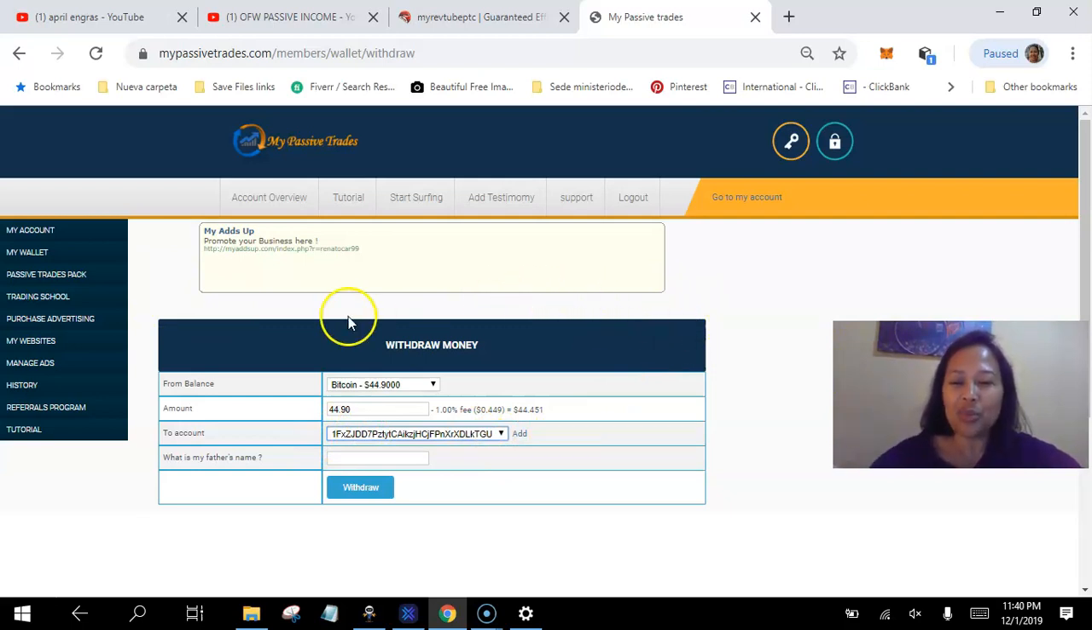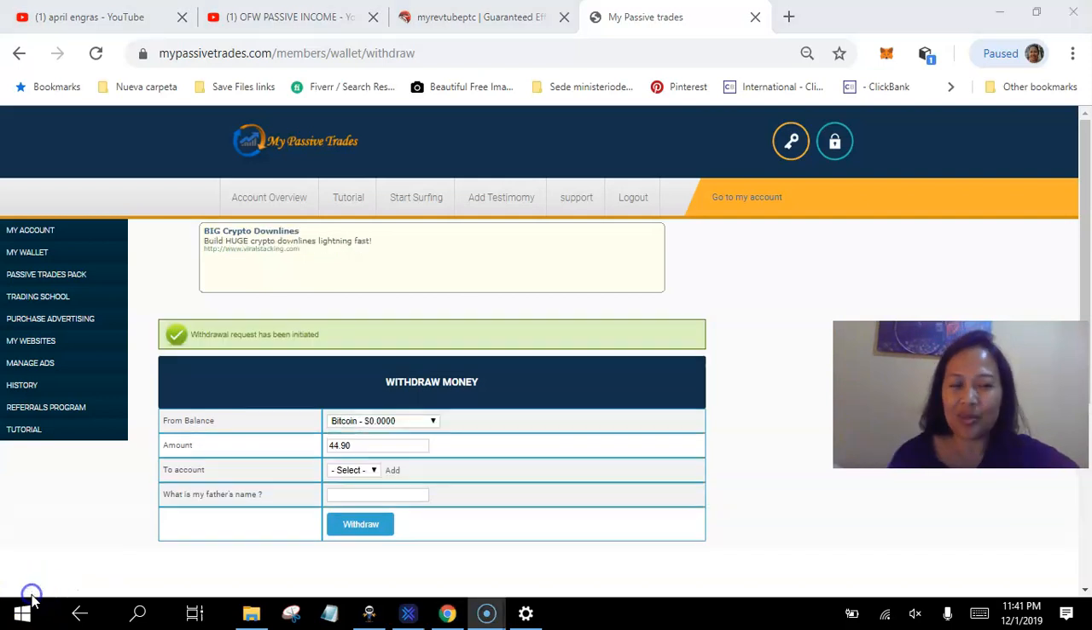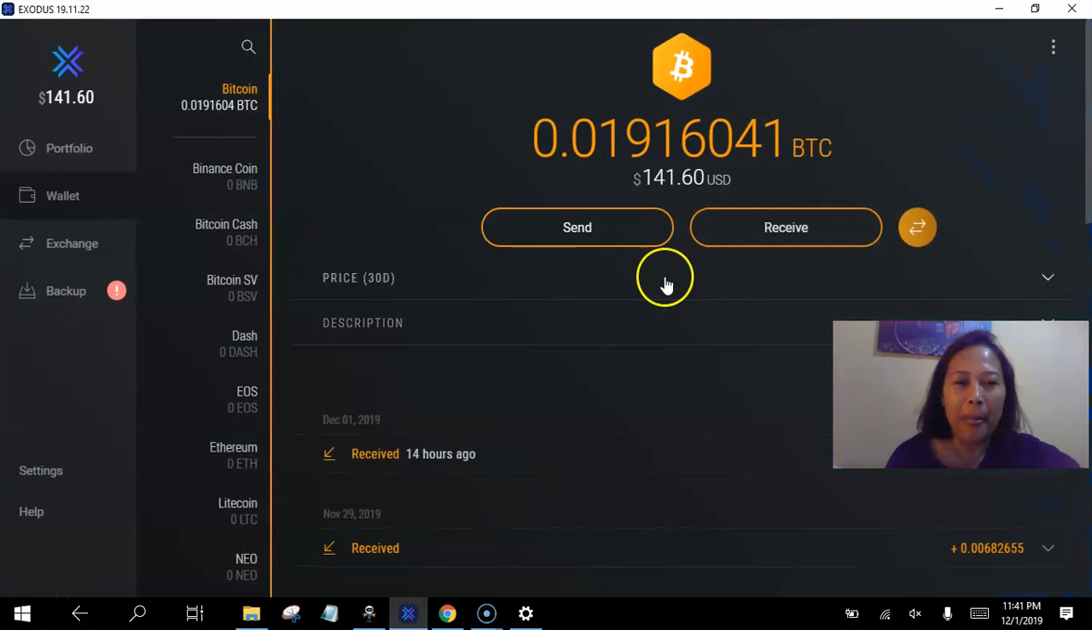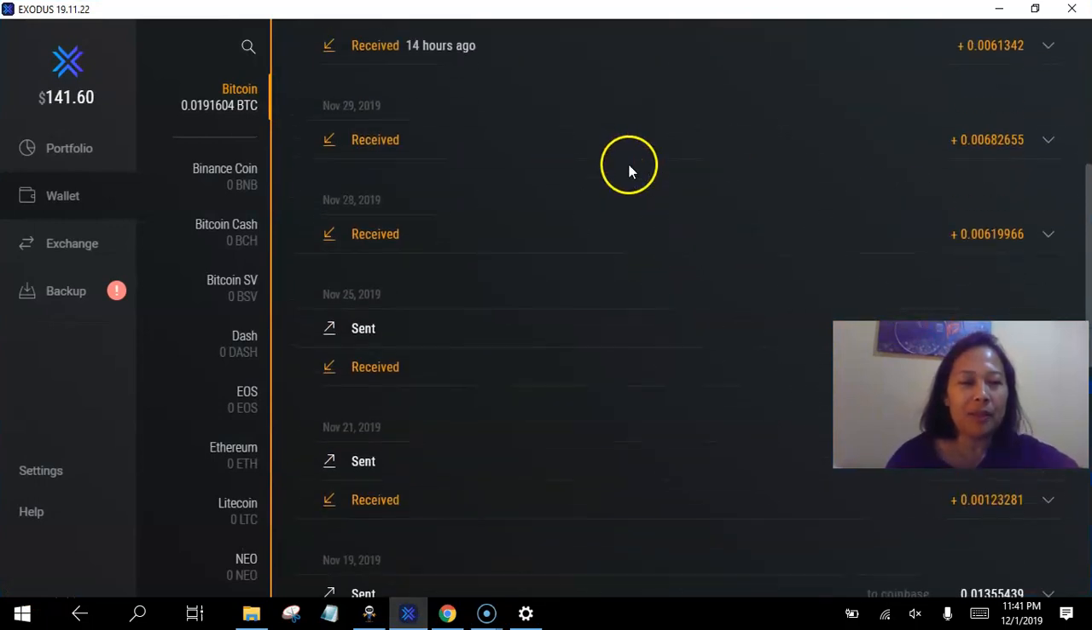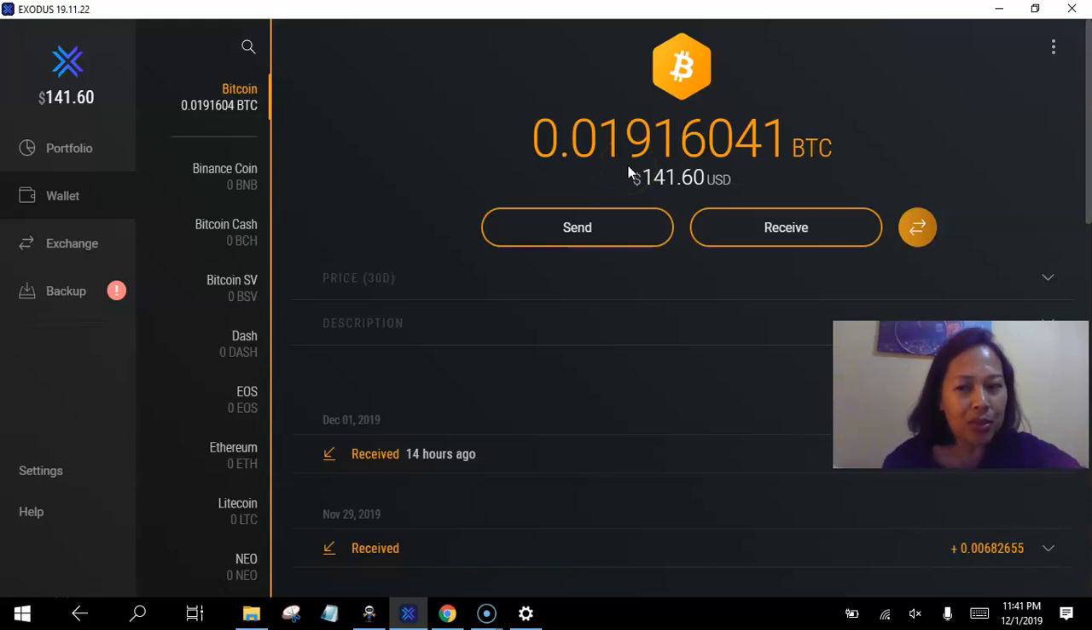Now, guys, I will push this because this one is to cover up the secret password. Okay, here we go. We're back. It says the withdrawal request has been initiated. So I need to wait at most 6 hours, and it goes to my account. This one here, Exodus. I use Exodus wallet.